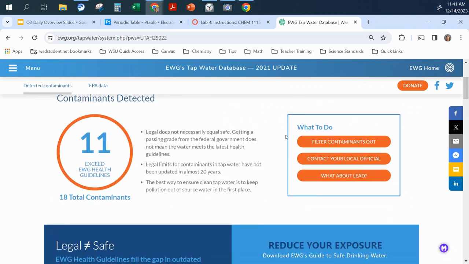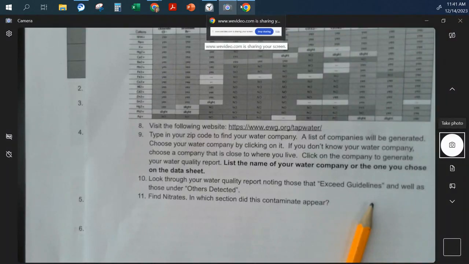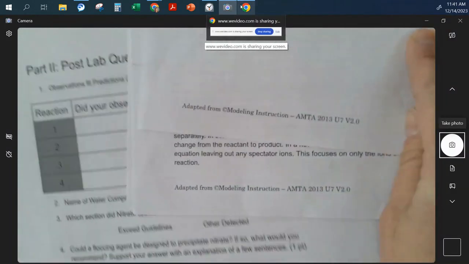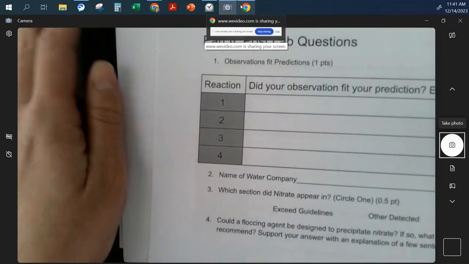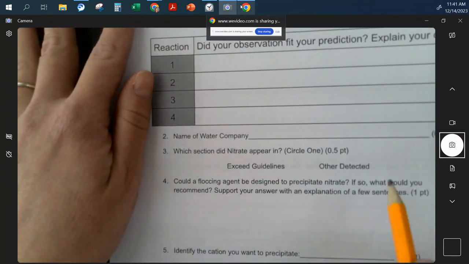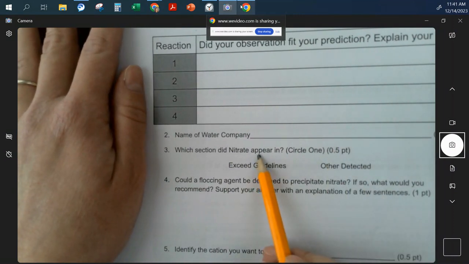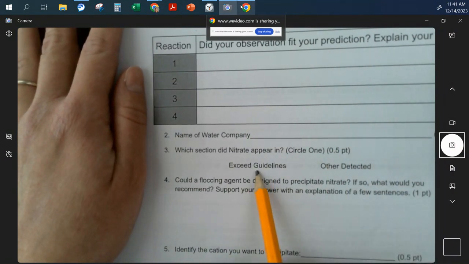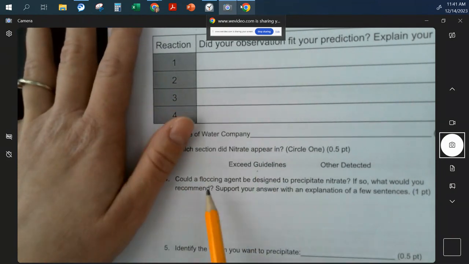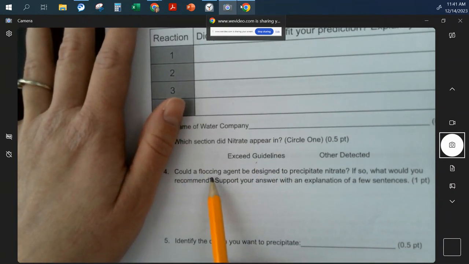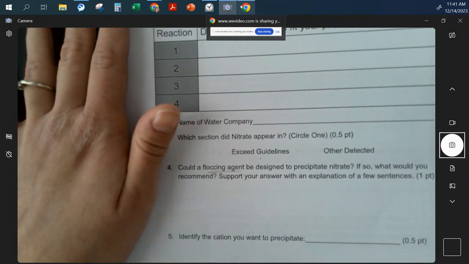Okay, let's go back to the questions for just a second. This is asking, what's the name of the water company? And then which section did nitrate appear in? Exceeds. Okay. So then we talked briefly when we were doing the pre-lab about this flocking agent. We talked about it's an ion to help settle out other ions.